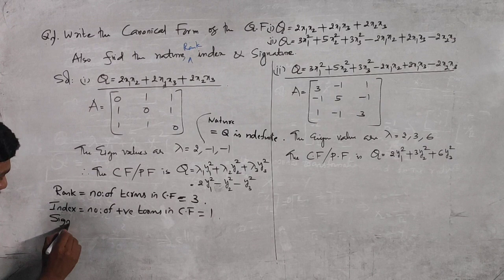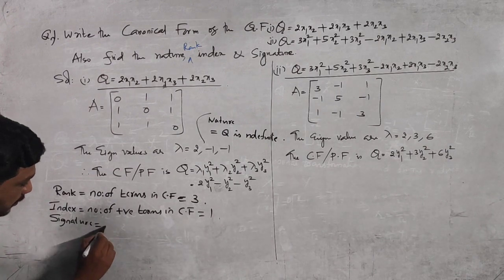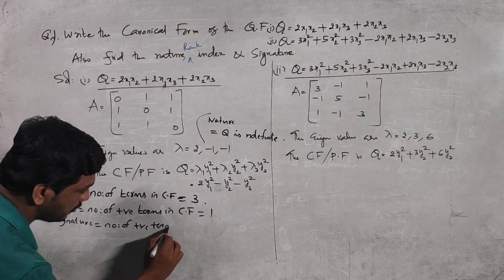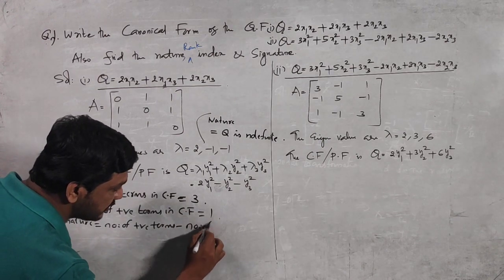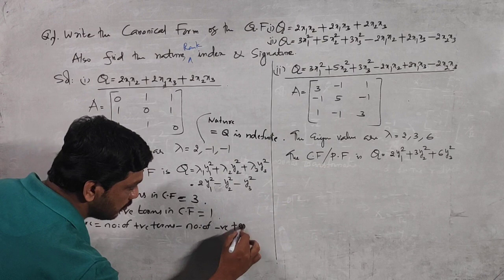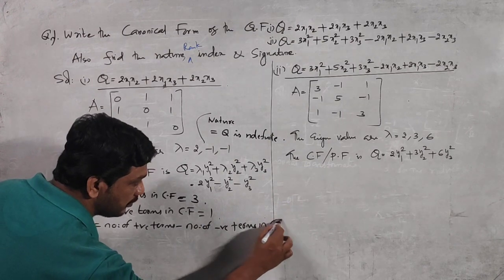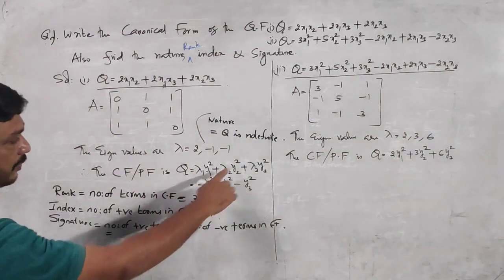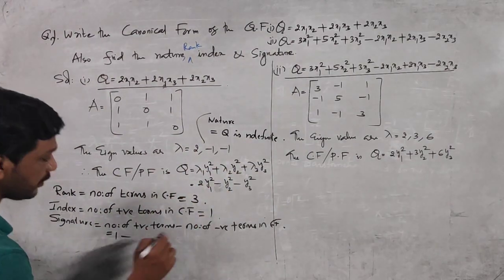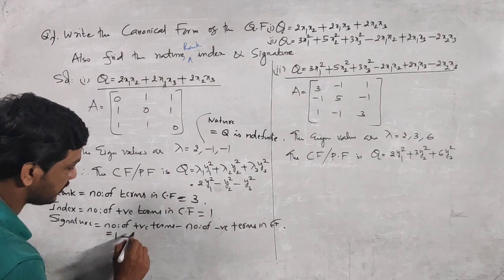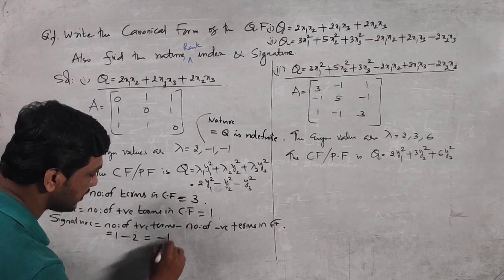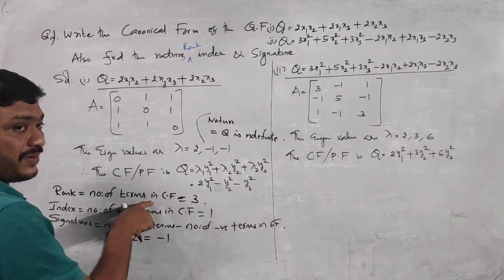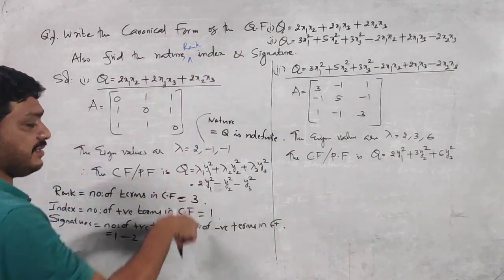Signature is the number of positive terms minus the number of negative terms in the canonical form. So the signature of this question: the number of positive terms is 1 and the number of negative terms is 2, so the signature is 1 − 2 = −1. So this is the rank of the quadratic form, not the rank of a matrix, index and signature.